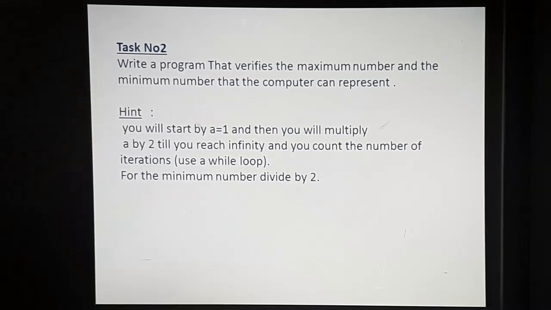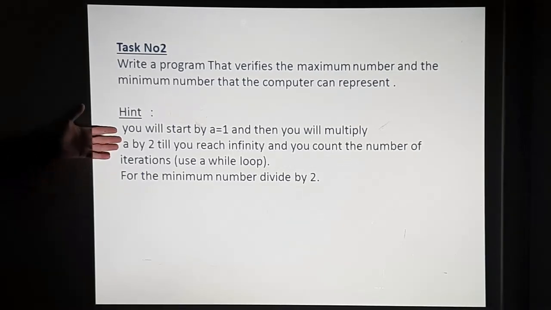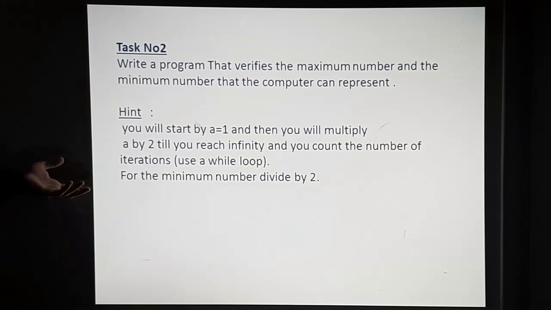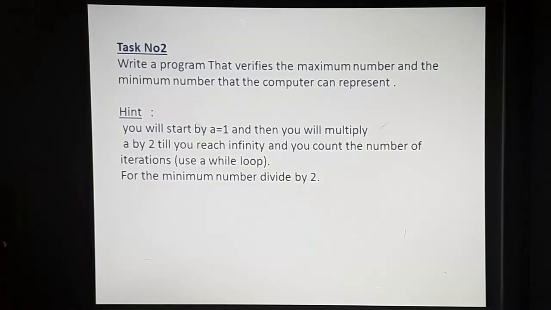Now I want you to write a program that verifies the maximum number and the minimum number that the computer can represent. For example, you can start with a number a equals 1 and then multiply by 2 till you reach infinity. So you can write a while loop, while a different than inf, and count the number of steps that you multiply the number by 2. This will give you this number n, and it should be 1023 normally. And now for the smallest number, you divide by 2 till you reach 0.